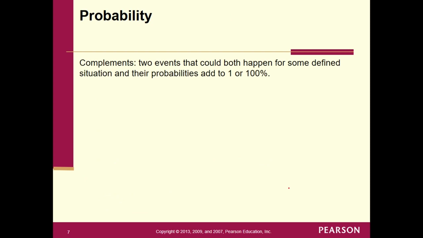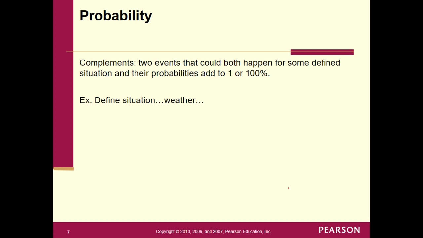The last thing that I want to talk about are complements. We see complements throughout the semester, so it's good to bring them up now, because it has to do with probability. Complements are two events that could happen for some defined situation, and their probabilities add to 1 or 100%. Let's not make this too terribly difficult. Let's define the situation. We'll just say weather.